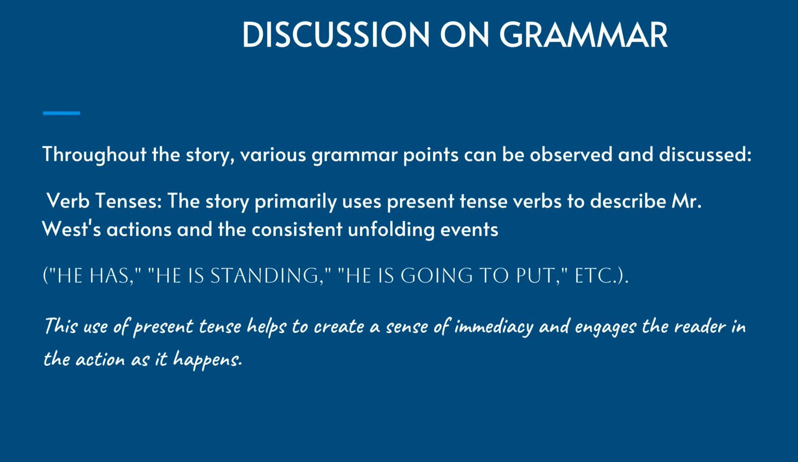Discussion on grammar. Throughout the story, various grammar points can be observed and discussed. 1. Verb tenses. The story primarily uses present tense verbs to describe Mr. West's actions and the unfolding events. He is standing, he is going to put, etc. This consistent use of present tense helps to create a sense of immediacy and engages the reader in the action as it happens.